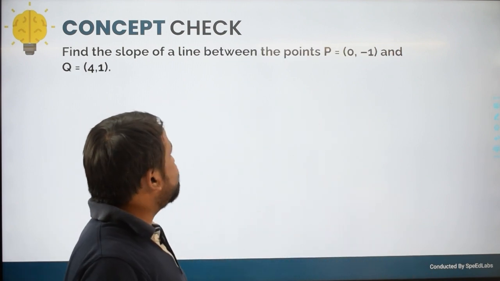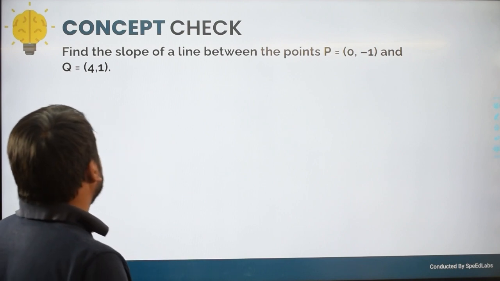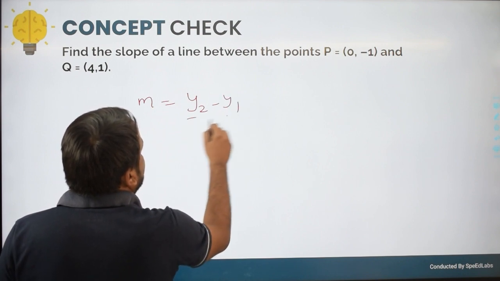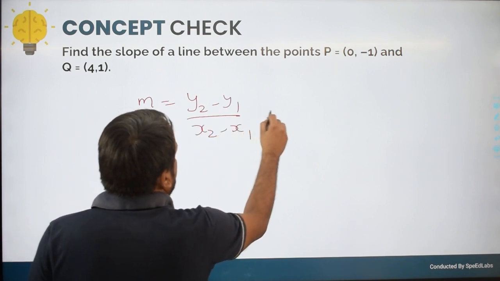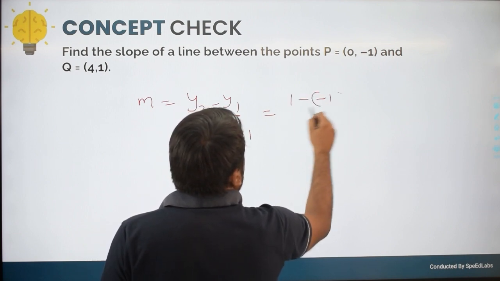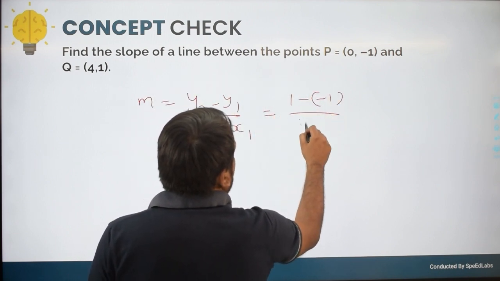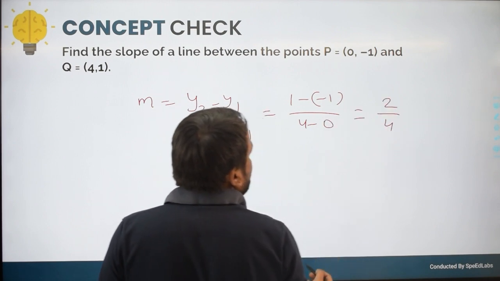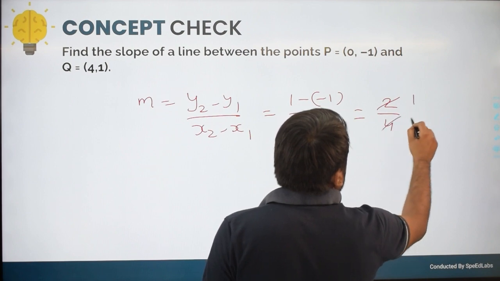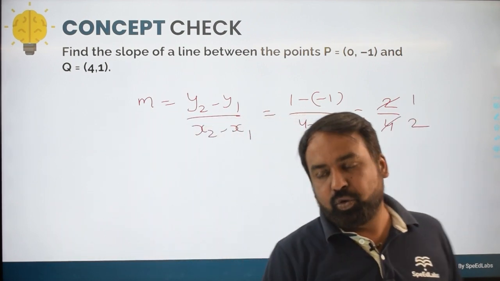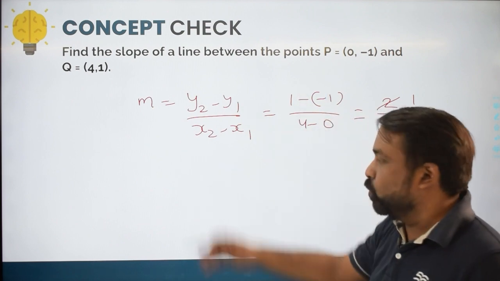Next one. Find the slope of a line between points P and Q. So slope is again the same, y2 minus y1 upon x2 minus x1. So y2 minus y1, that means 1 minus of minus 1, upon x2 minus x1, that means 4 minus 0. That means 2 upon 4, that means 1 by 2 will be the slope of the line joining these two coordinates, which are P and Q.